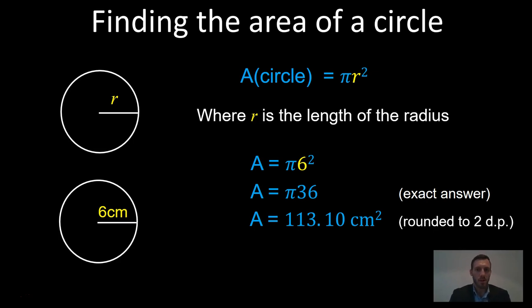Some people get confused between the formula for the area of a circle and the circumference of a circle. A good way to remember it is the area of a circle has a square in it. So we've got pi r squared, and the units for area are squared, in this case 113.10 centimeters squared. The circumference of a circle doesn't have any squares in it because we're measuring length, and so are the units. It's a good way to remember it.